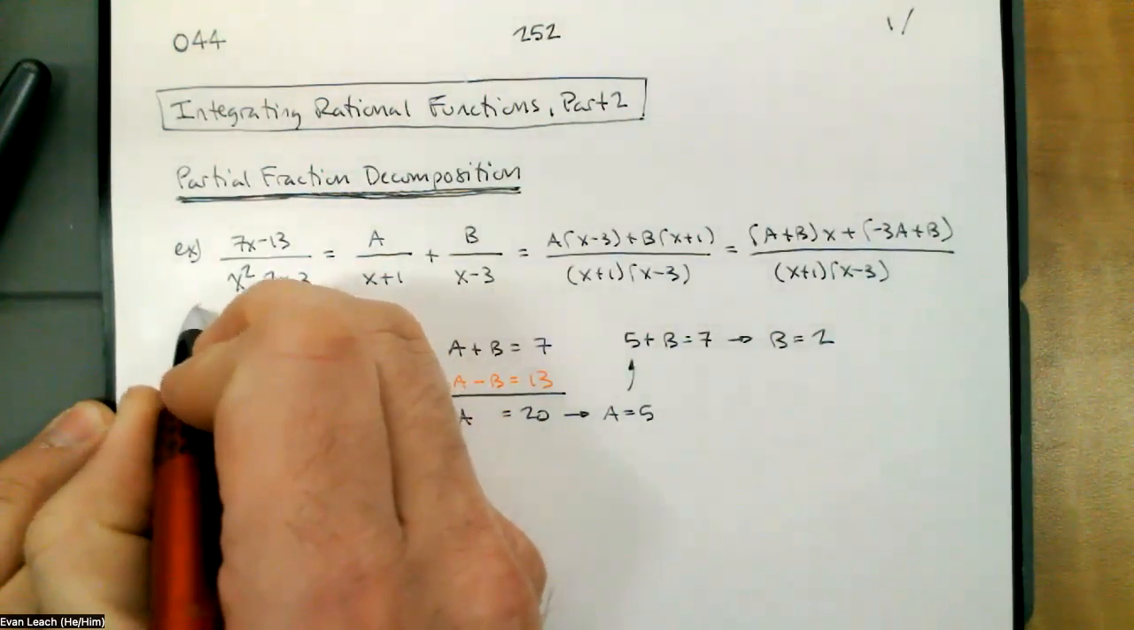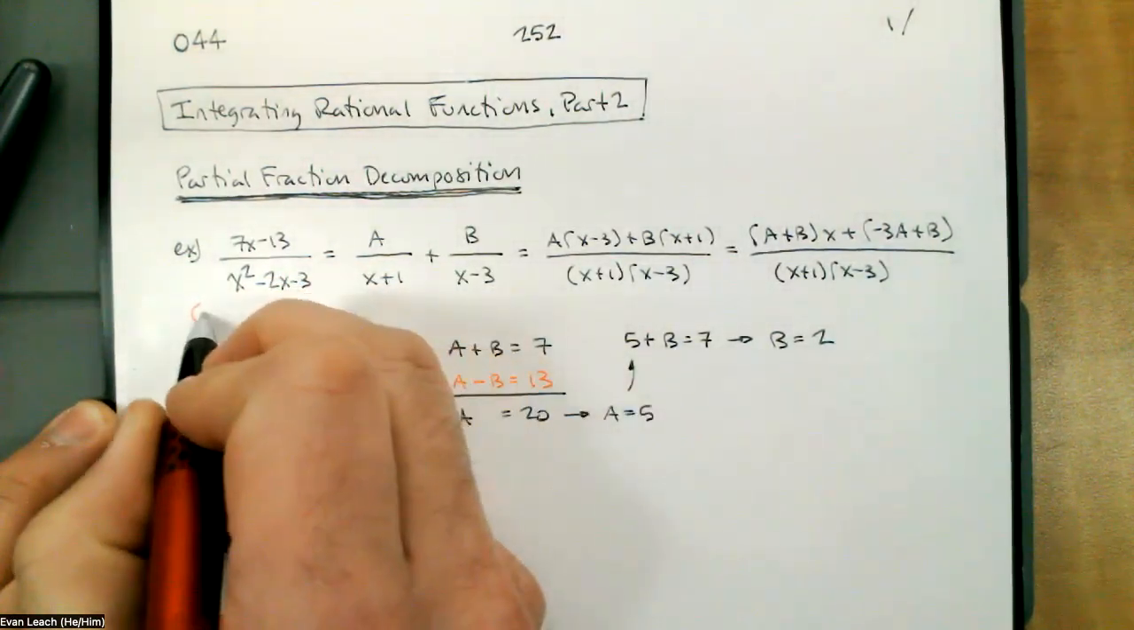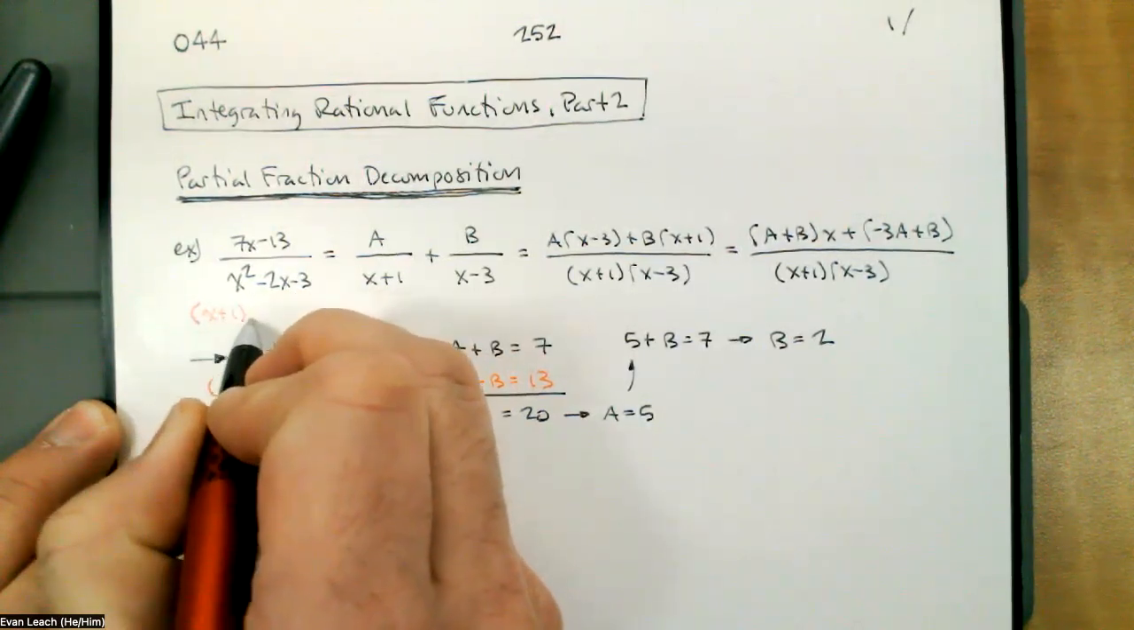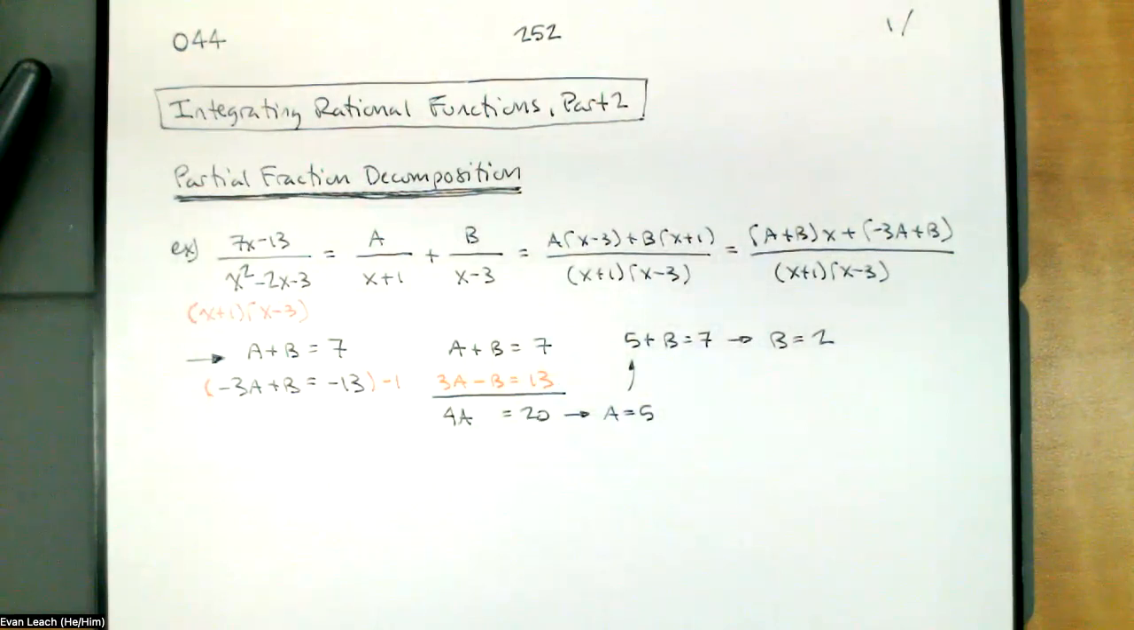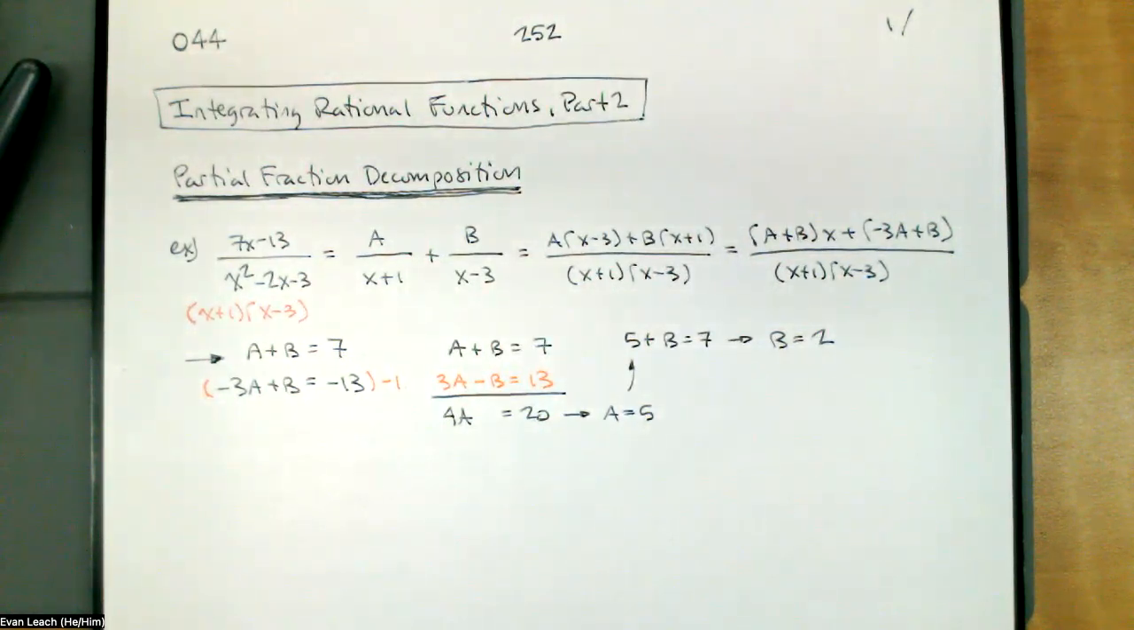So the first step is deciding that you have to do this process by looking at the nature of your zeros. Then we set up the decomposition. We set up the form of the decomposition that we want.